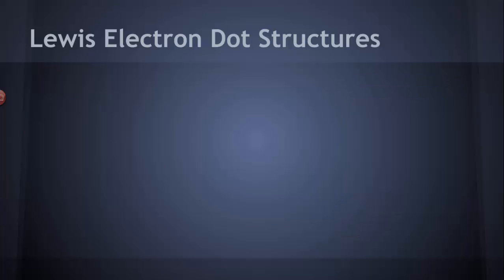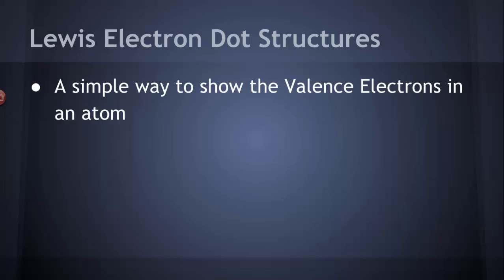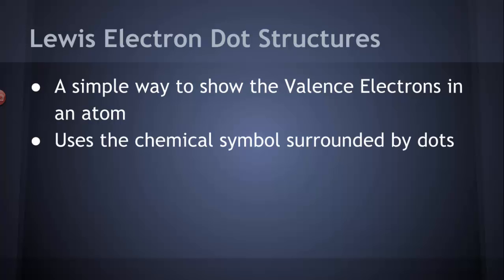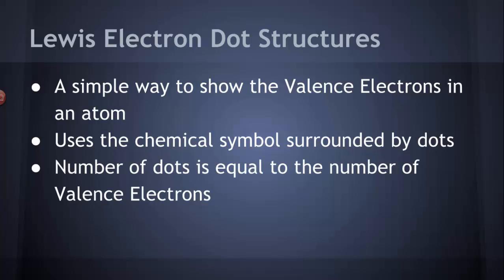Lewis came up with a way of indicating the information that we want about an element when it comes to bonding, which is its electrons. It's a simpler way to know the valence electrons, or show them. We use the chemical symbol for the element, so the letters, surrounded by dots. And the number of dots is equal to the number of valence electrons in that element. Remember, there's a maximum of 8 valence electrons possible, so there's a maximum of 8 dots in our dot structure.